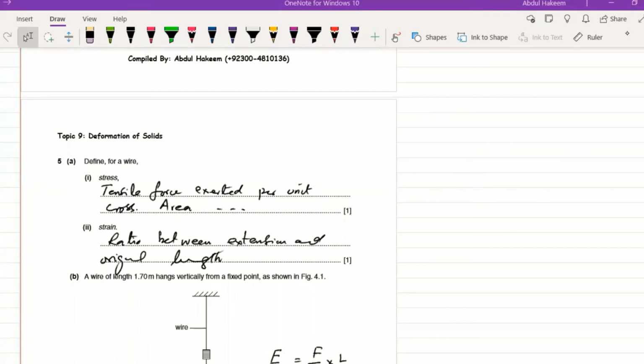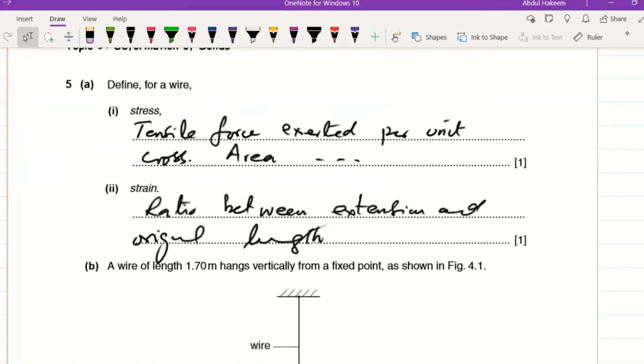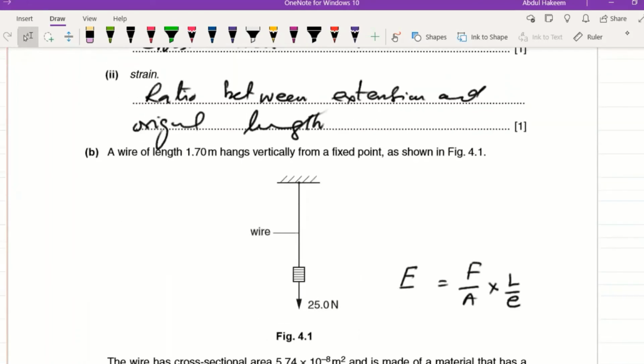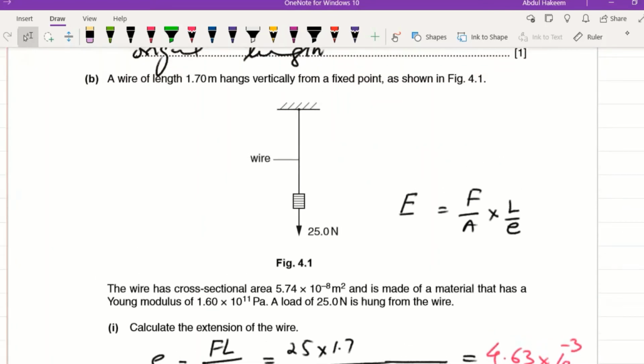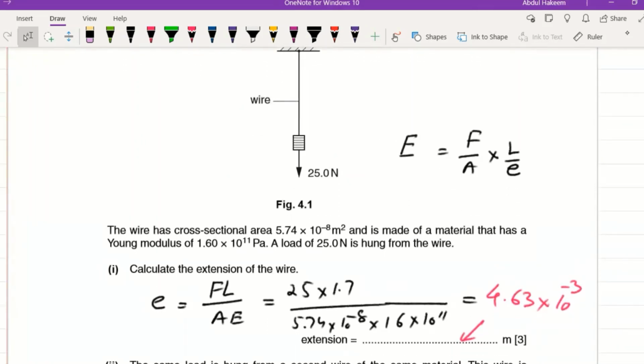Next. Question number 5, define for a wire the stress. Tensile force exerted per unit cross-sectional area is called stress. Strain, the ratio between extension and the original length of the material, is called strain. And then a wire of length 1.70 meter hangs vertically from a fixed point. The wire has a cross-sectional area of 5.74 × 10 power minus 8, and is made of a material that has a Young modulus 1.6 × 10 power 11. A load of 25 newtons is hung from the wire.